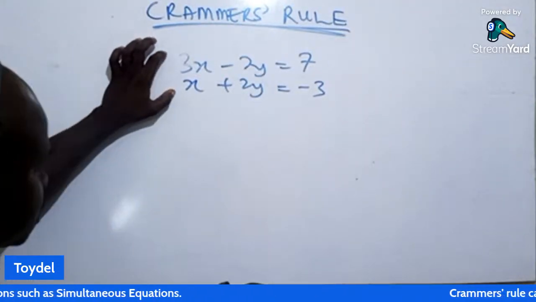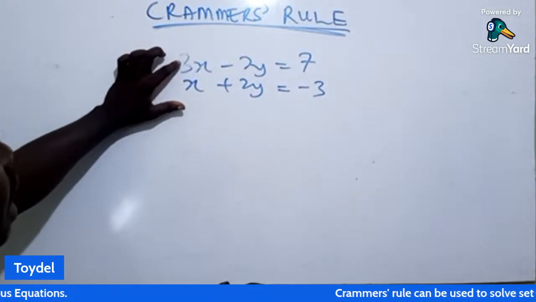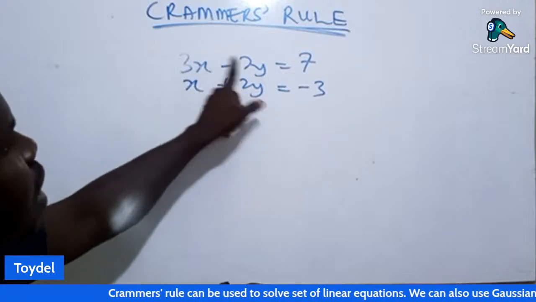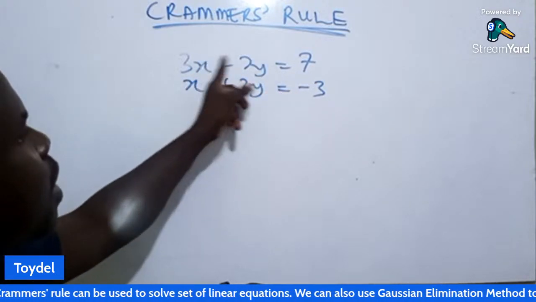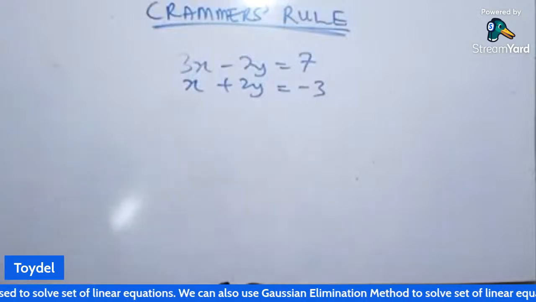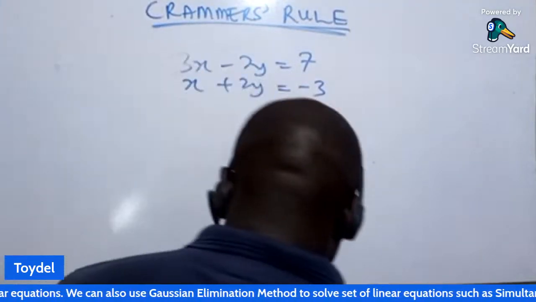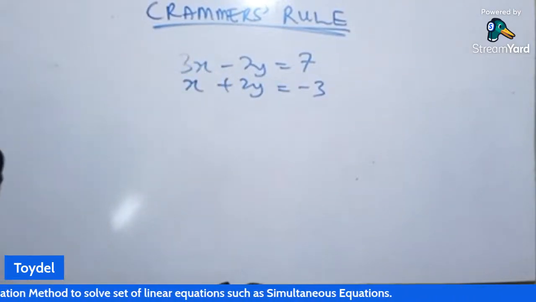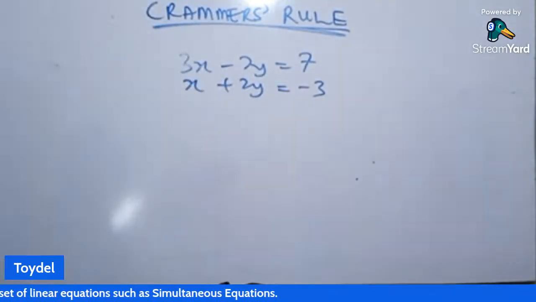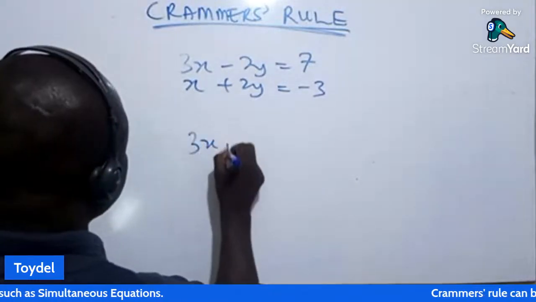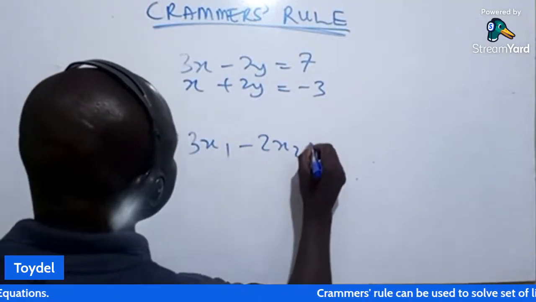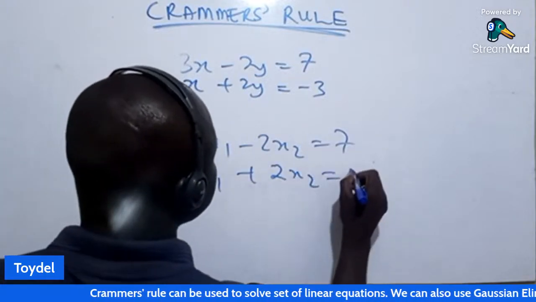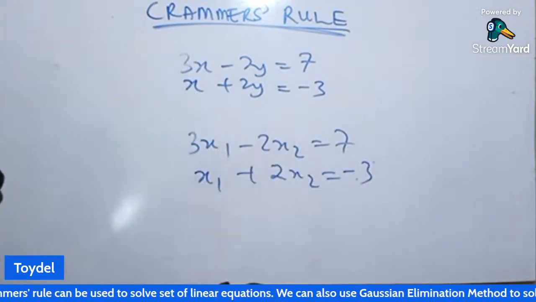Why is it called simultaneous equation? In this case, it has two variables, x and y, and two linear equations. x is linear, x raised to power 1, y raised to power 1. So we can use the knowledge of matrices to get the solution of a set of linear equations. We can also write it as 3x1 minus 2x2 equal to 7, and x1 plus 2x2 is equal to minus 3. This is also a linear equation.